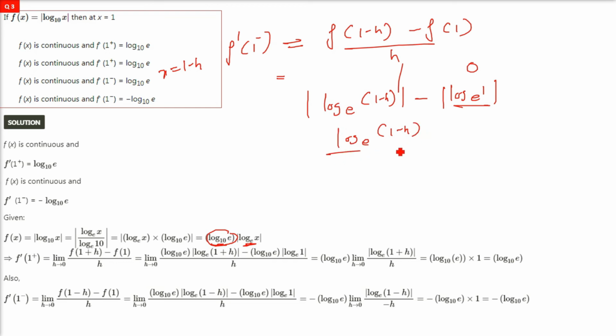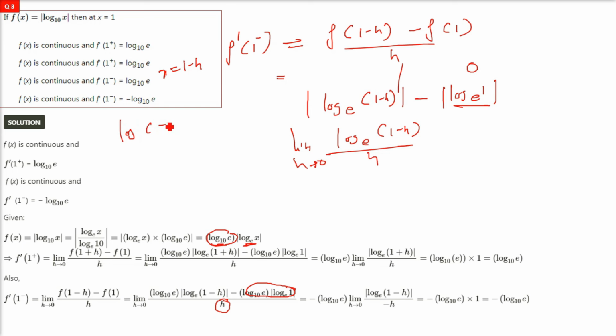Now as we know, log(1 plus h) by h is equal to 1 when we apply the limit h tends to 0. But since we have log(1 minus h) by h, what do we do? We can write this 1 minus h as 1 plus (minus h), and the denominator is h, so you need a negative h. So multiply numerator and denominator by minus 1. I hope you got the idea.